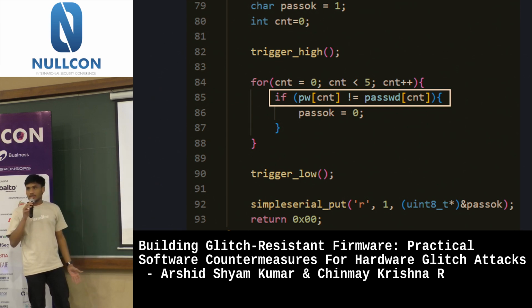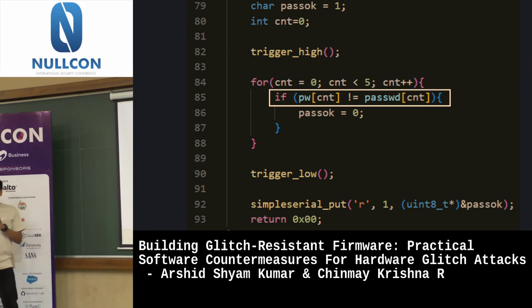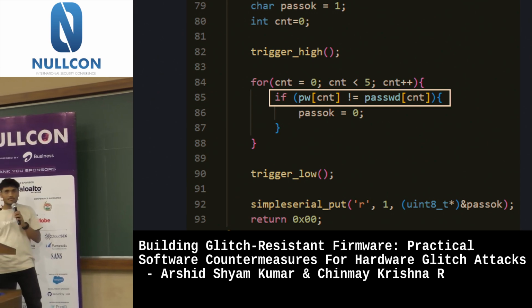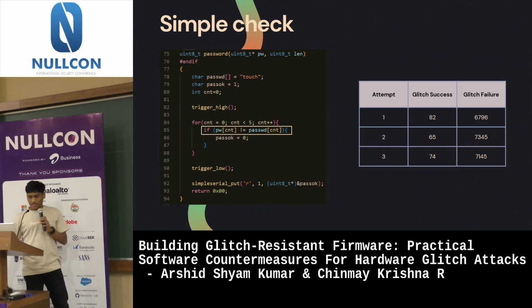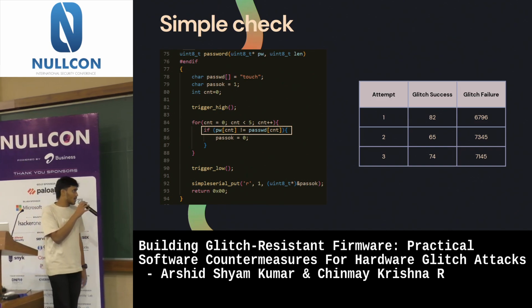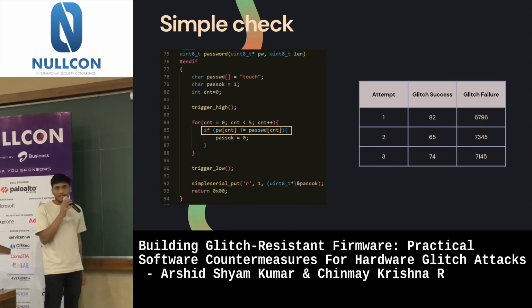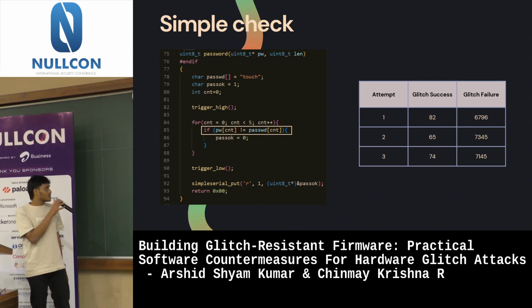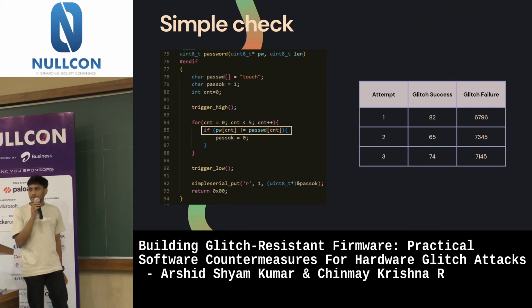So what better ways can I write this code to make sure it is a little less prone to glitches? This is an ongoing effort to make glitch-resistant firmware, and that was the idea of this talk. As you can see, we ran this through our glitcher, we attempted it thrice, and you can see glitch successes of 82, 65, and 74. And that's a pretty big deal.